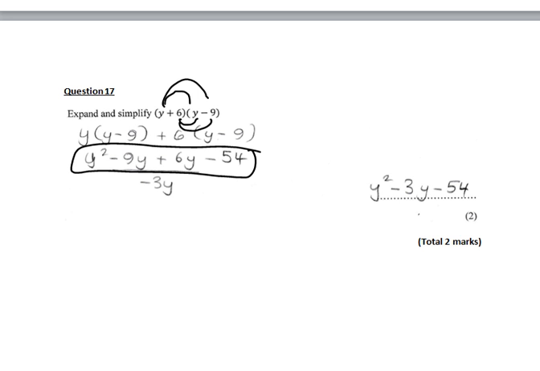So question 17, expand and simplify. You multiply both terms in the first bracket by both terms in the second bracket. You end up with y squared minus 9y plus 6y minus 54. You simplify the two middle bits, minus 9y plus 6y gives us minus 3y. So that's our final answer, y squared minus 3y minus 54.